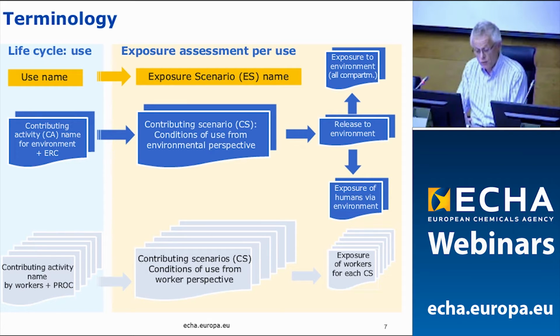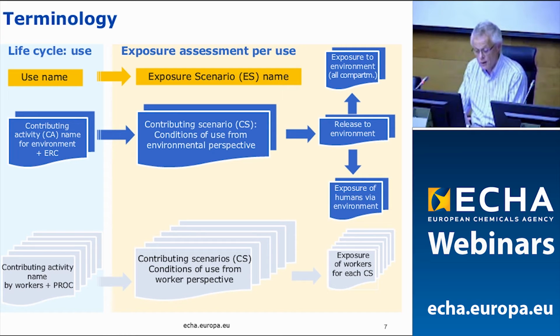Both perspectives need to be described and get names. That means there will be a contributing activity name for the environment, and for each of these activities, an environmental release category is assigned, which is called here ERC. And for workers, the contributing activities are also named, and then a fitting process category is assigned. That's the part which is done on the use side, and then the information is handed over to the exposure assessment, and the use name becomes the name of the exposure scenario, and the names of the contributing activities become the names of the contributing scenarios.